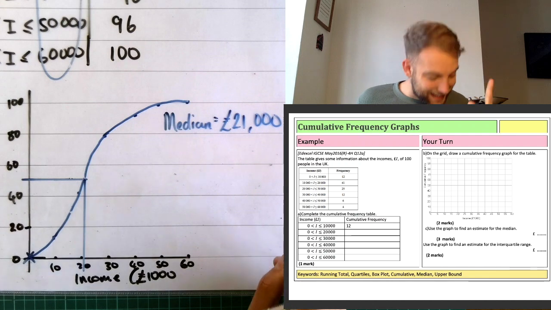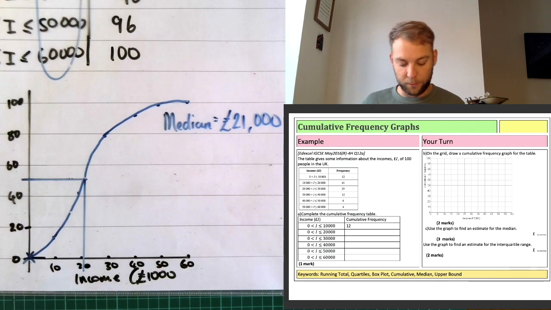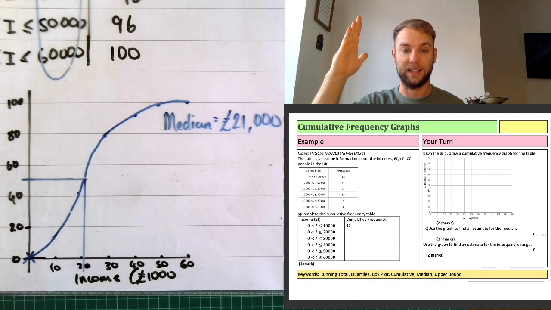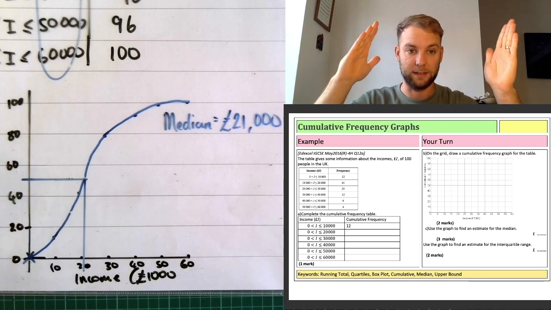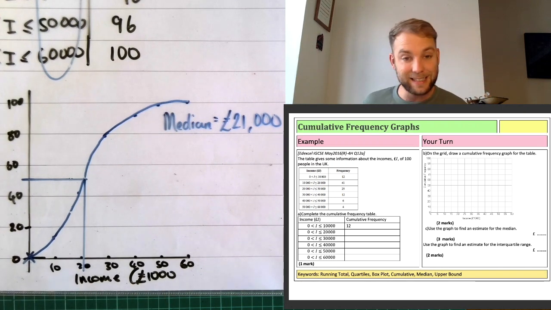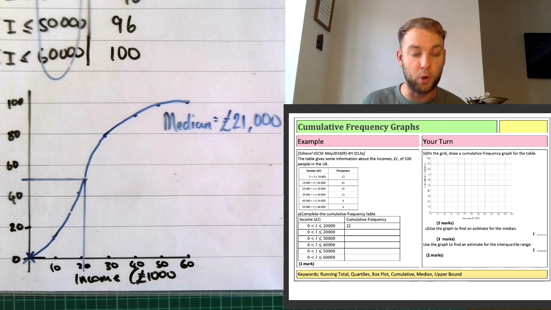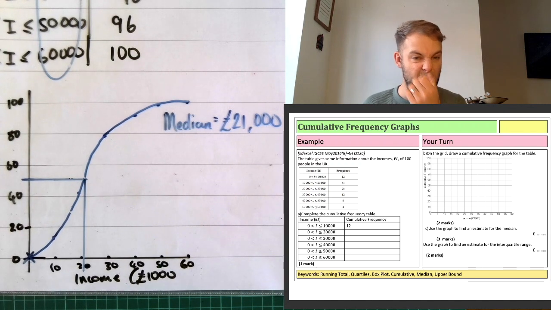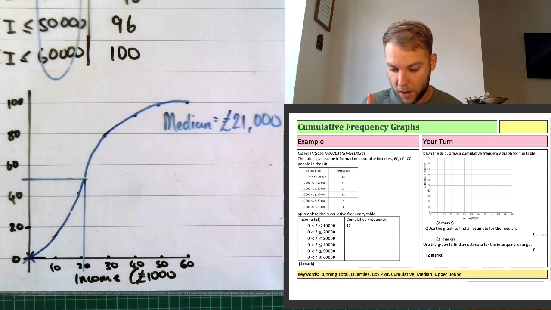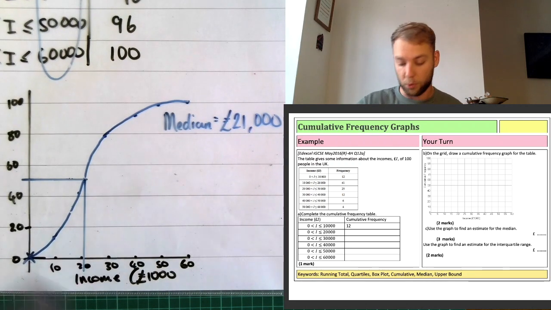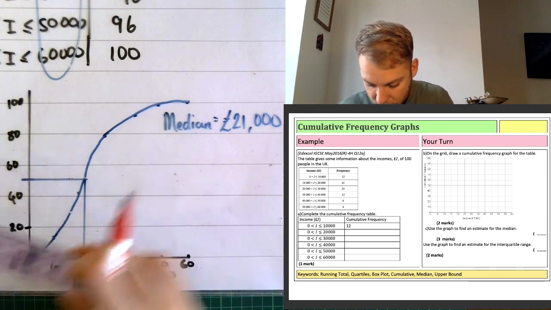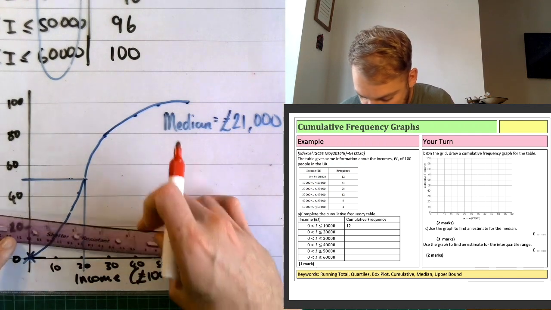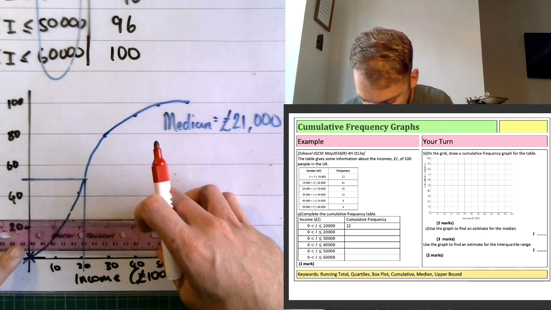And the interquartile range. Now, if you've seen the video on quartiles, you'll know what the interquartile range is. You know that the range is the upper quartile, take away the lower quartile. With this, again, it's the same, but you've got to find out what the upper quartile and lower quartile is. So you've got to find the quarter of the amount of people. Well, the quarter of 100 is 25, the lower quartile. We've already looked at that, haven't we?